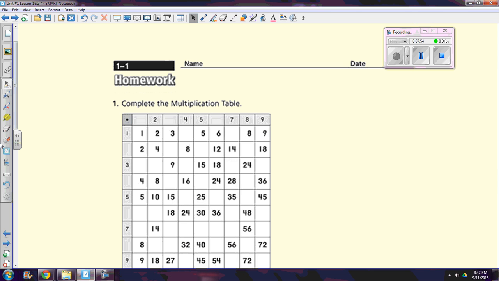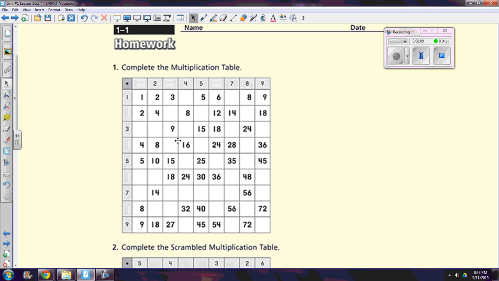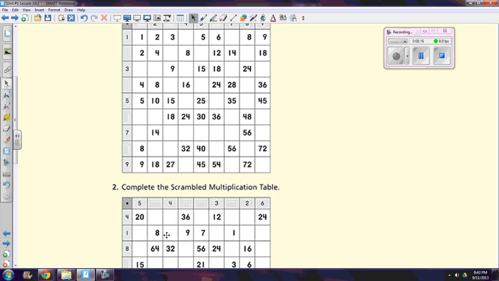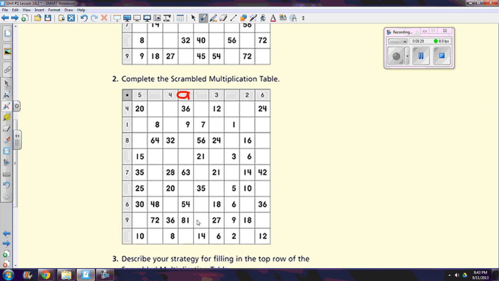What we are looking at here would be your homework for tomorrow night, or Tuesday night in this case, or Tuesday during the school day. We have problem number 1, where you have to complete the multiplication table. Then down below it's scrambled, which becomes a little bit more challenging. For example, 4 times what number is 36? You'd have to add a 9 here, and then figure out the rest of the puzzle.